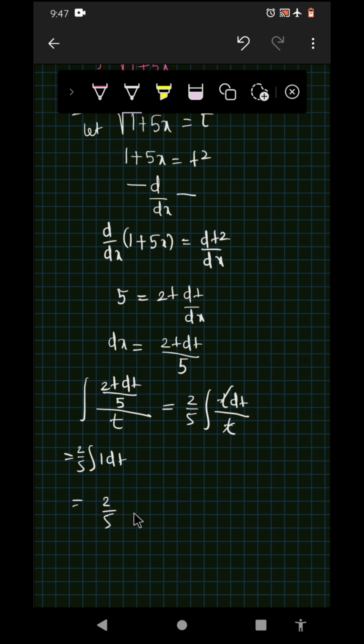Therefore integration of 2 by 5 into 1 dt is equal to 2 by 5 t plus c. So now 2 by 5 t, taking t as root of 1 plus 5x, we get 2 by 5 root of 1 plus 5x plus c is the answer for the given problem.